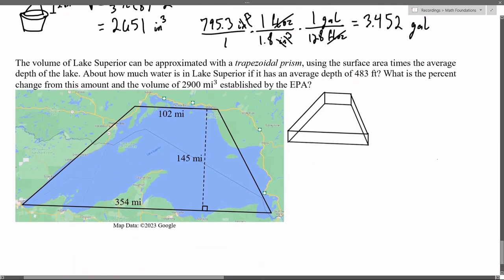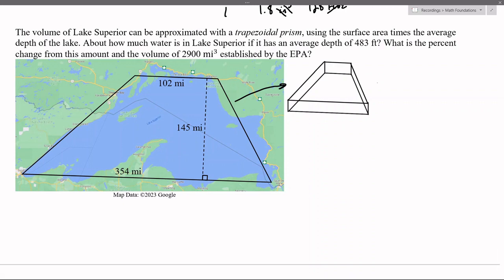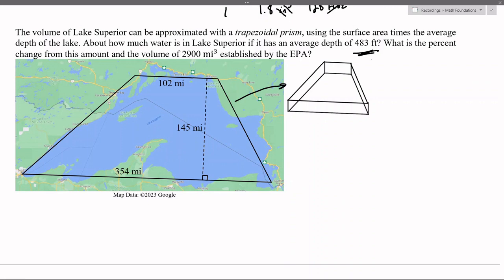All right, for this last problem, we have the volume of Lake Superior can be approximated with a trapezoidal prism, which is really just taking this trapezoid that approximates the surface area and then creating a depth to it. So that's what a prism is. It's just a two-dimensional shape that's extended in 3 dimensions with a certain height measurement. And that's what's given here, in this case, a depth measurement of 483 feet. So we still have a trapezoid on the top half. We're going to find the area of the trapezoid and then multiply it by the depth. And that gives us the volume of this trapezoidal prism that we're estimating it with.